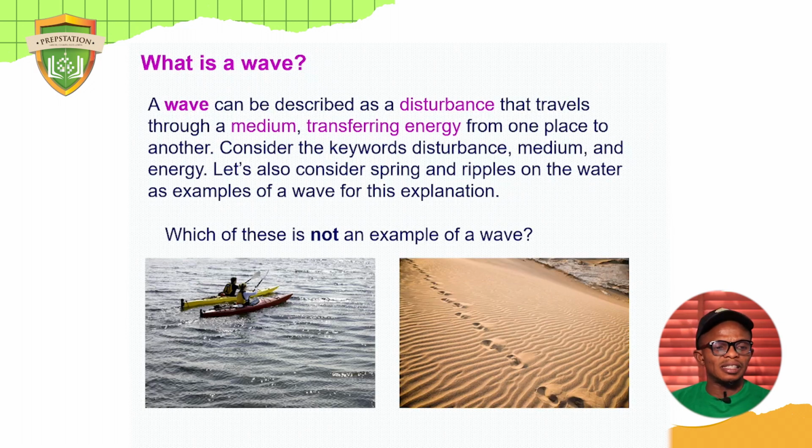Now, let's look at this diagram quickly. Which of these is not an example of wave? Well, looking at these two diagrams, the first one is an example of wave, but the second is not. I'm not looking at the formation lines on the sand, but I'm looking at the footprints. The footprints are not an example of wave, even though we have a repeated pattern. But the diagram on my left is an example of wave because here you have the water being troubled. Of course, that is disturbance. And something must have caused the water to be troubled.